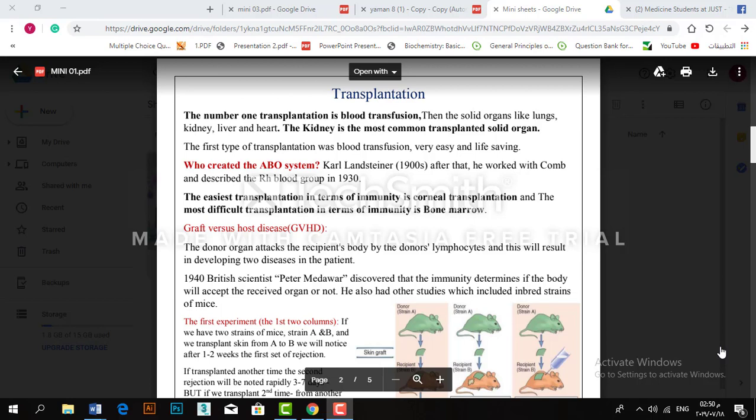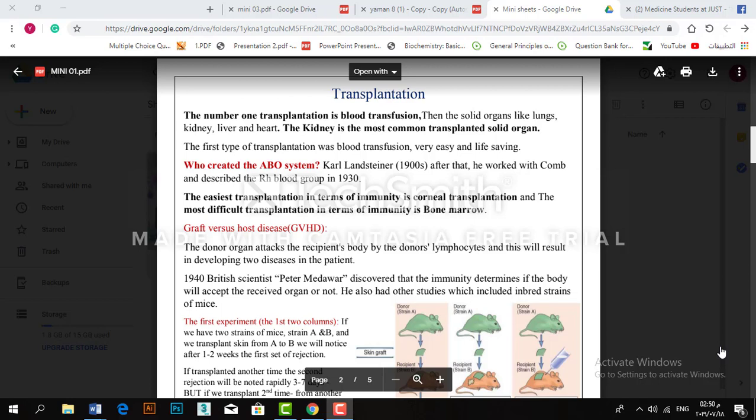طيب، اولا the number one transplantation is blood transfusion، انه اول نقل للترانسبلانتيشن او transplantation process بشكل عام كانت البلد. Then the solid organs like lungs, kidney, liver and heart. The kidney is the most common transplanted solid organ. فحيجي عليهم أسئلة، يعني حيقول لك who is the most common transplanted solid organ، حتقول له الكدني.